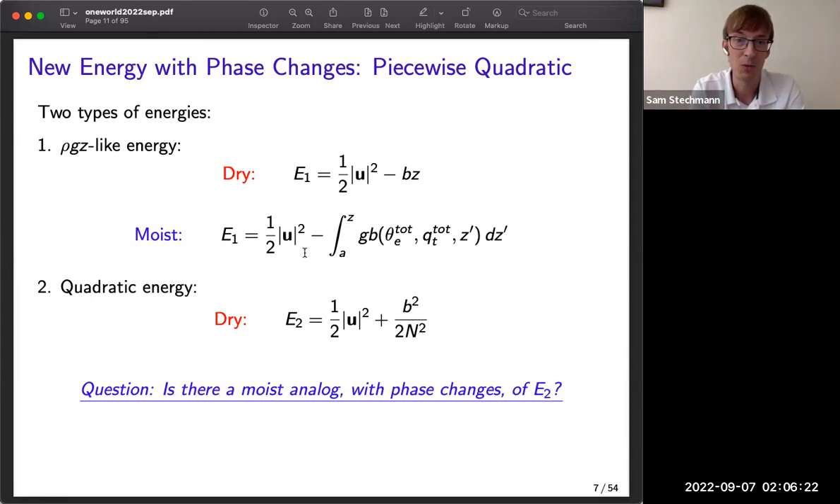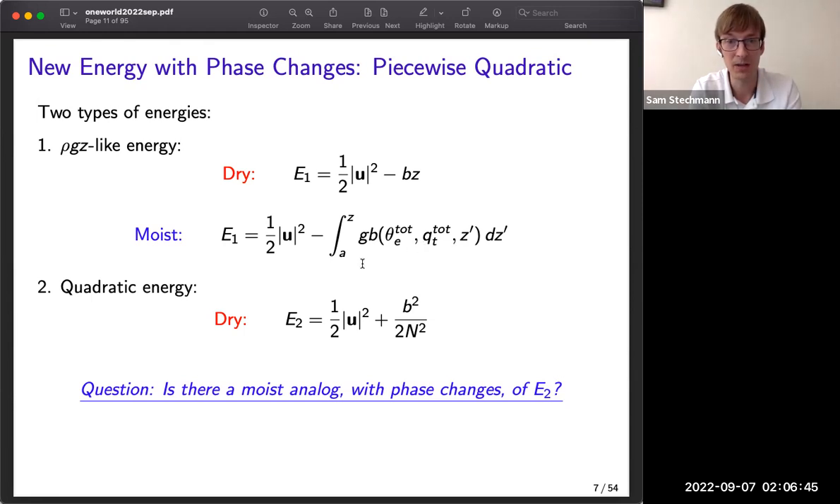And when you ask, well, what do we know about energies for the moist case, if I have clouds and phase changes? This is one version that had been written down in the past. And it's an extension of the rho GZ-like energy. Instead of multiplying by Z, it's really supposed to be an integral with respect to Z of the buoyancy.